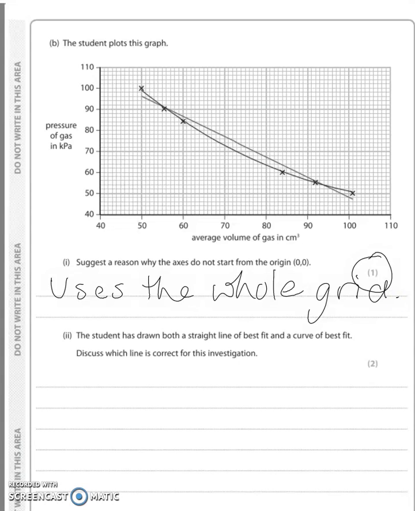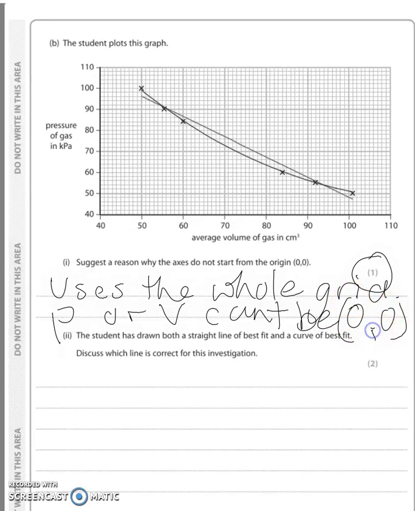Or you can go the scientific route and you can say that it wouldn't be possible for pressure or volume to be 0. So it's never going to go through 0, 0 anyway.